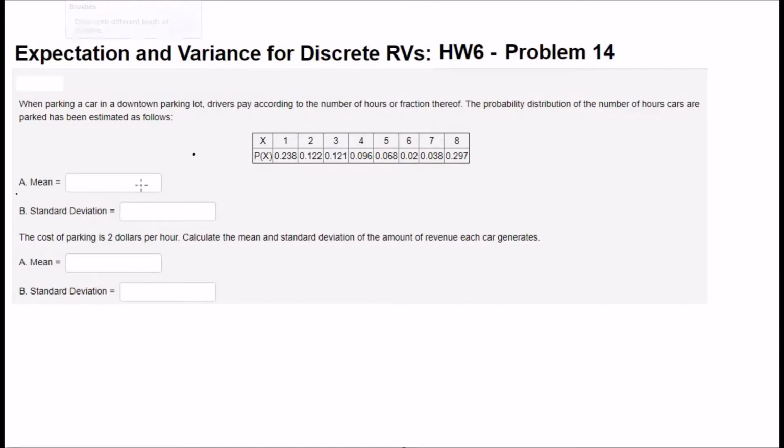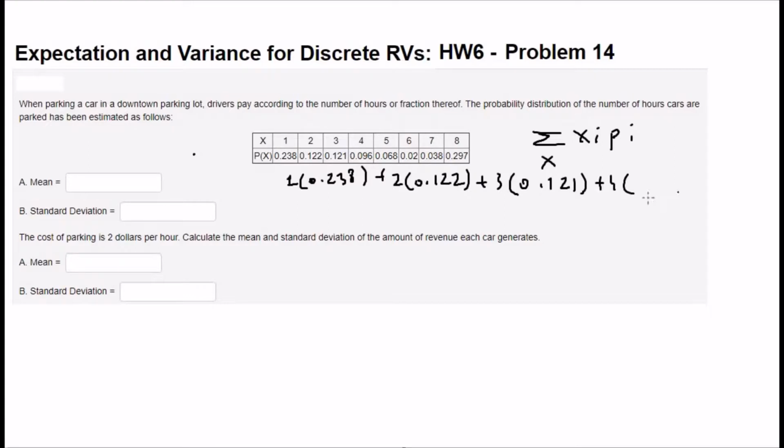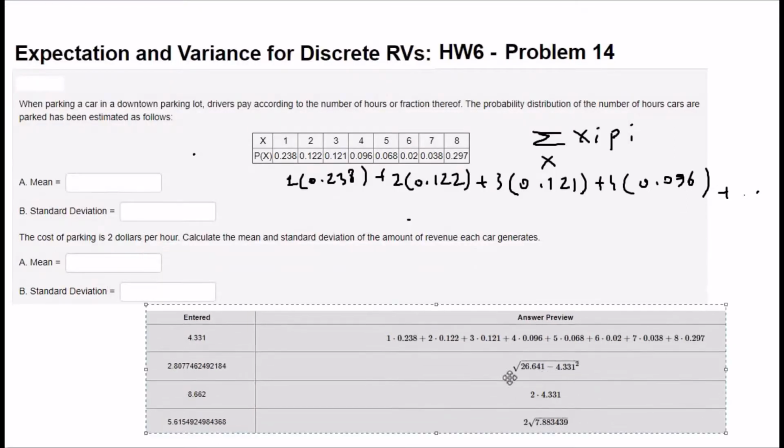So let's start with the definition of the mean. The definition of the mean will be xi times pi, which is x times p here, given explicitly. So it's going to be 1 times 0.238 plus 2 times the second probability, 3 times the probability of 3, plus 4 times 0.096. Actually, I did it already; let me paste it. So it's going to be finally 8 times 0.297. And that number will give us the mean.